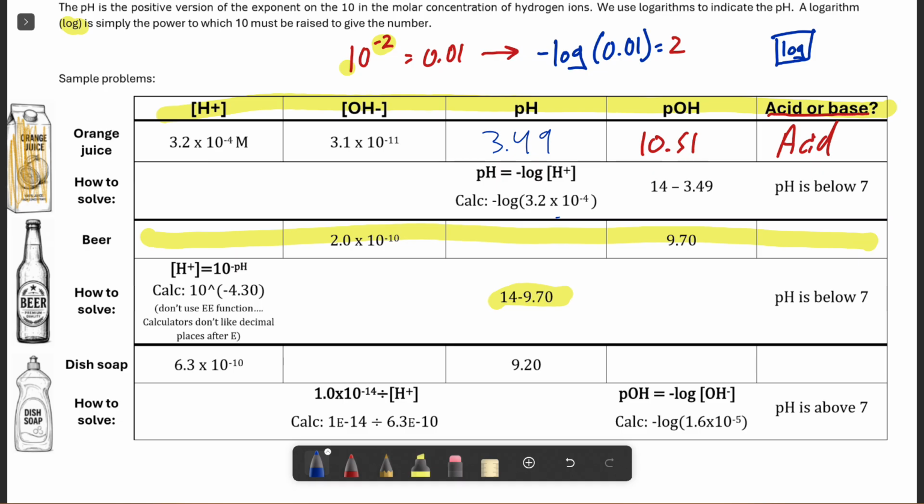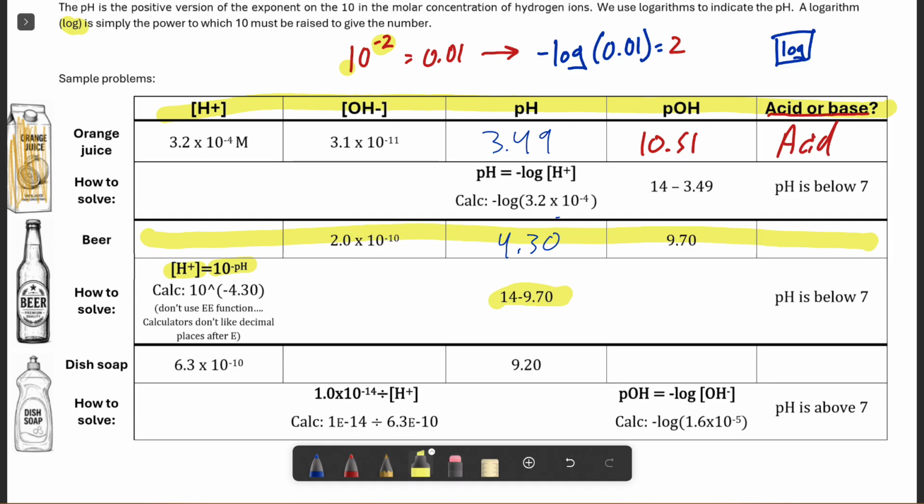Okay, what is the answer? Or do it in your head. Okay, it's 4.30. That's my pH. So I know that the concentration of H plus is equal to 10 to the power of negative pH. So all I've got to do is do 10 to the negative 4.30.